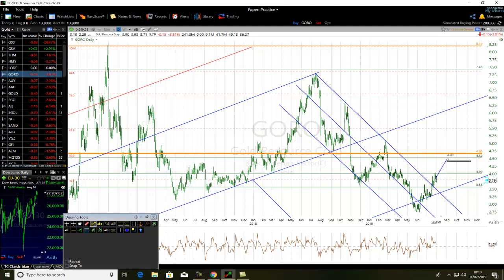something like this, forming a kind of head and shoulder chart, an inverted head and shoulder chart pattern, will be something that a lot of traders will be looking out for, will be expecting.